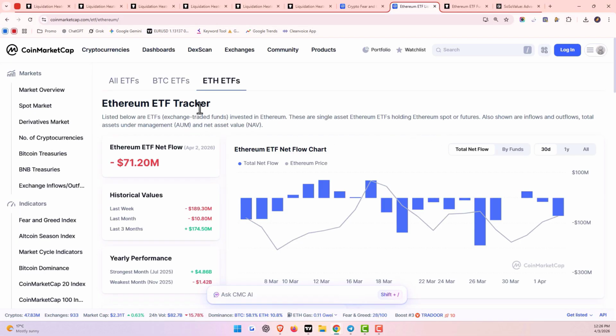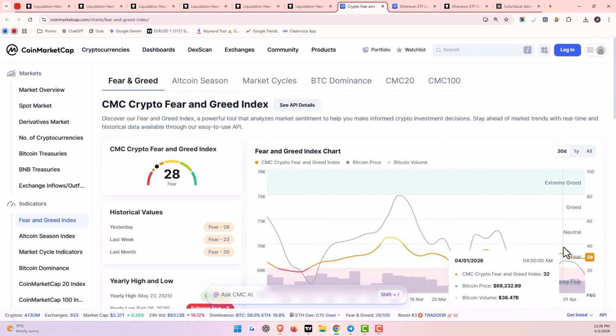We're examining the capital inflow and outflow trends for Ethereum ETFs. Here we can see that over the past 2 days, there's been a negative flow and outflows from these funds. We can also see that compared to 2 days ago, the fear and greed index has decreased, now sitting at 28, within the fear zone.